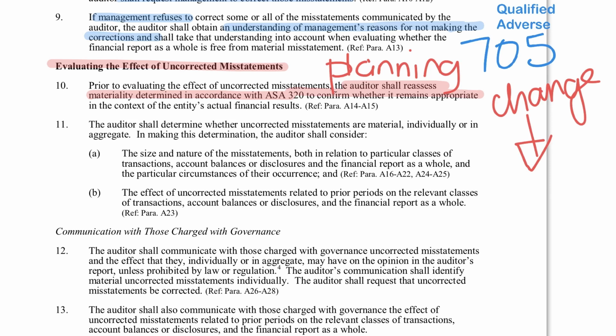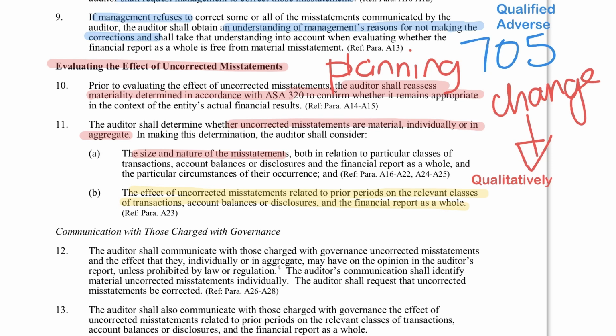So once I've reevaluated my materiality, I have to look at, are these uncorrected misstatements individually or in aggregate material? So I need to look at the size and nature. Could this item be qualitatively material if it's not quantitatively material? Remember I mentioned earlier that I might have an uncorrected misstatement from last year and this year. What is the impact? And it says here, I have to think of the effect of uncorrected misstatements related to prior periods on the financial report this year.